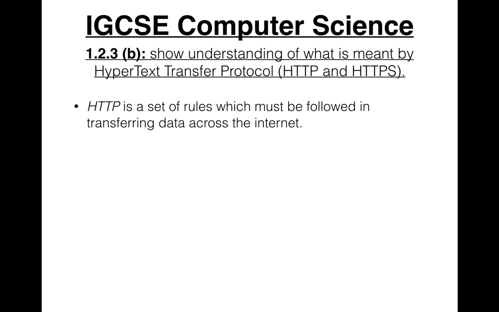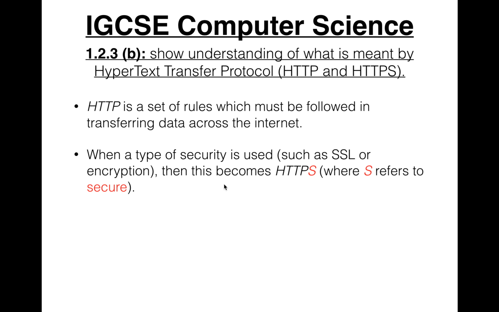So HTTP is a set of rules which must be followed in transferring data across the internet. And when a type of security is used, such as SSL or encryption of some sort, then this becomes HTTPS, where S refers to secure. So Hypertext Transfer Protocol Secure. But using HTTPS is slower than using HTTP.